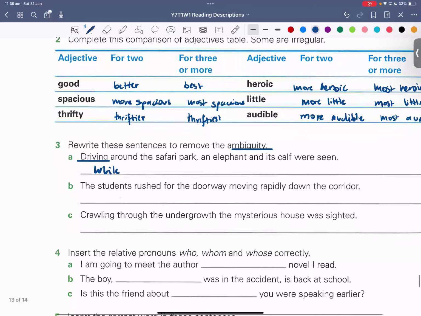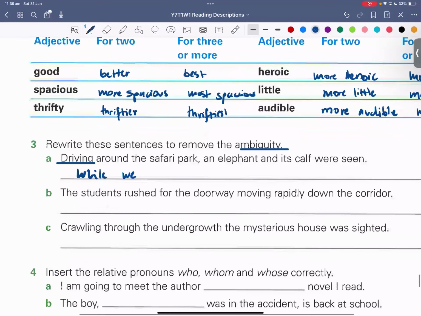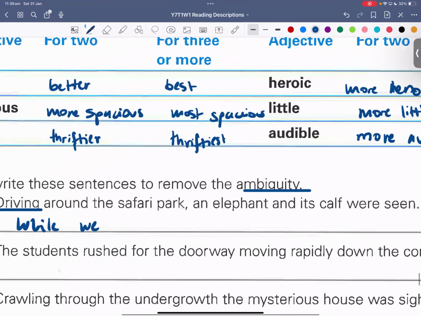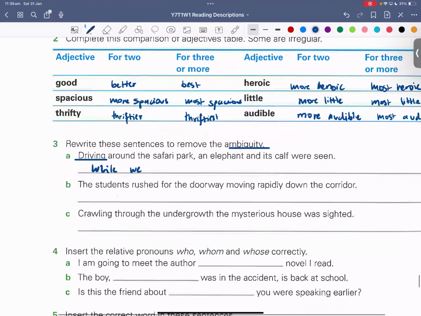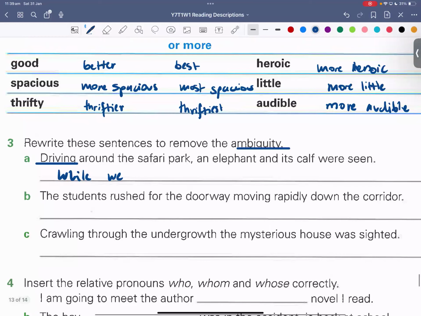All right. What is ambiguity? It means they're being unclear with who it is or what the word means. While we were, so we means me and maybe some friends or something like that. We can say while we students were driving around the safari park.